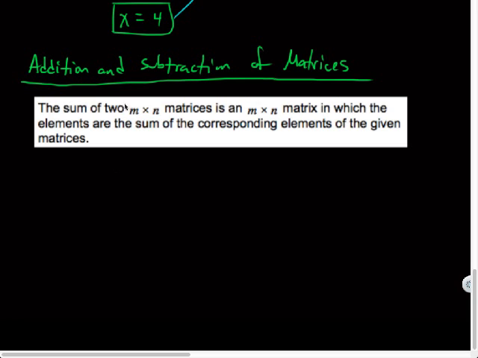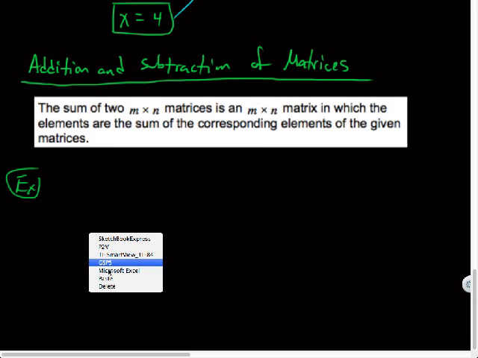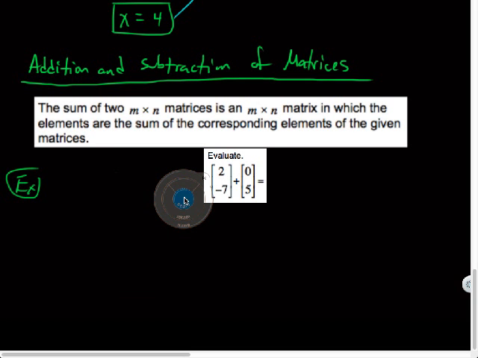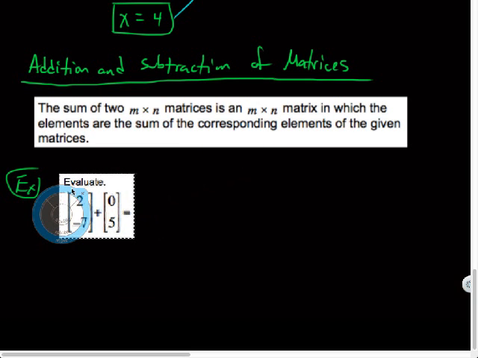But yeah, it says the sum of two m by n matrices is an m by n matrix. So I expect the answer to be the same size as the first two. And the way I find the individual elements of the answer is I just add the corresponding elements from my starting matrices. So let's do an example of that, because I think an example will be easier to see.